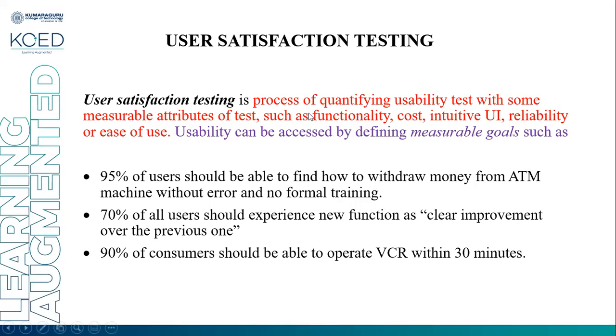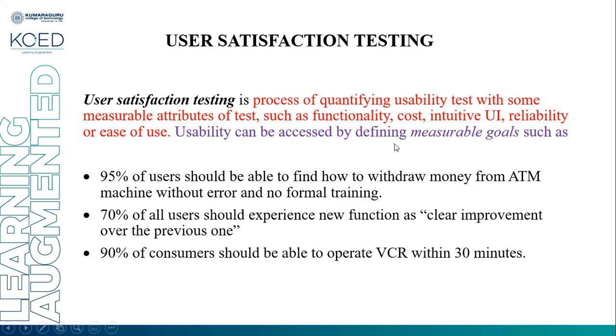So user satisfaction testing. User satisfaction testing is a process of quantifying the usability test with some measurable attributes of tests such as functionality, cost, intuitive user interface, relative use cases. So quantifying the usability test with some measurable attributes is known as user satisfaction testing. So what are the attributes? Functionality, cost, intuitive UI, reliability or ease of use.